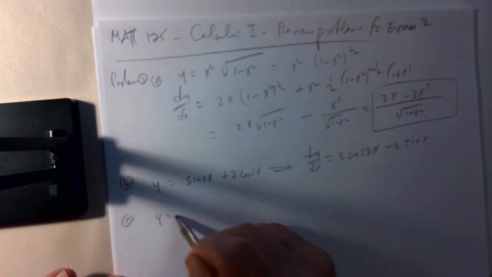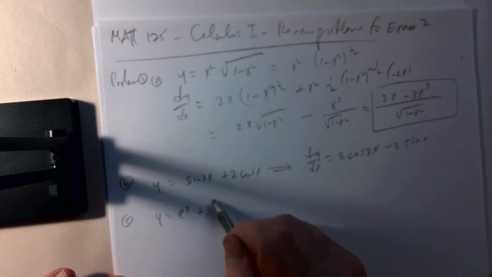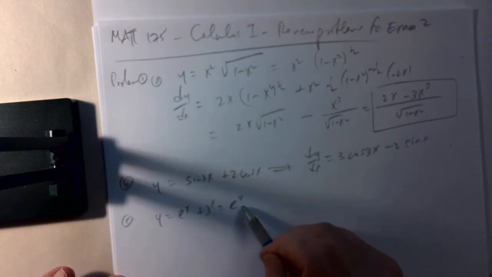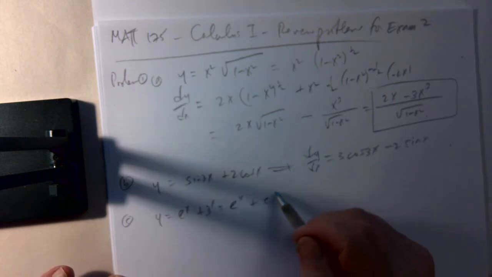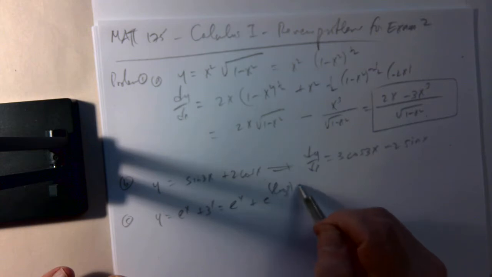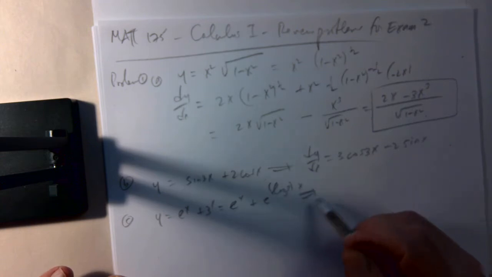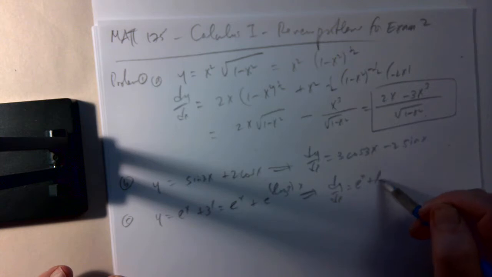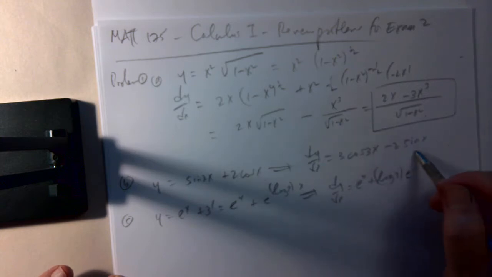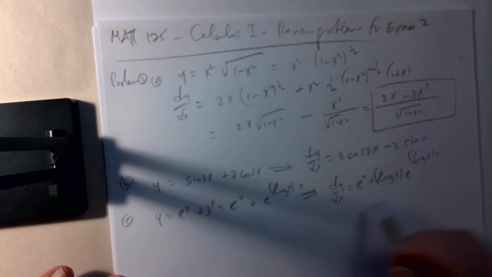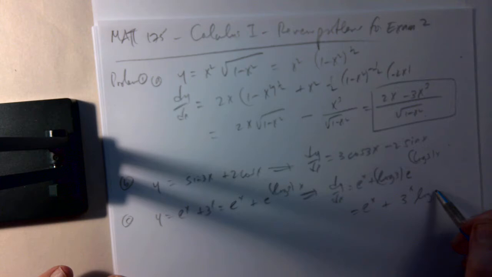If y is e to the x plus 3 to the x, again, 3 to the x is like e to the constant times log 3 times x. So dy/dx is e to the x plus log 3 times e to the log 3 times x, or e to the x plus, this is just 3 to the x times log 3.